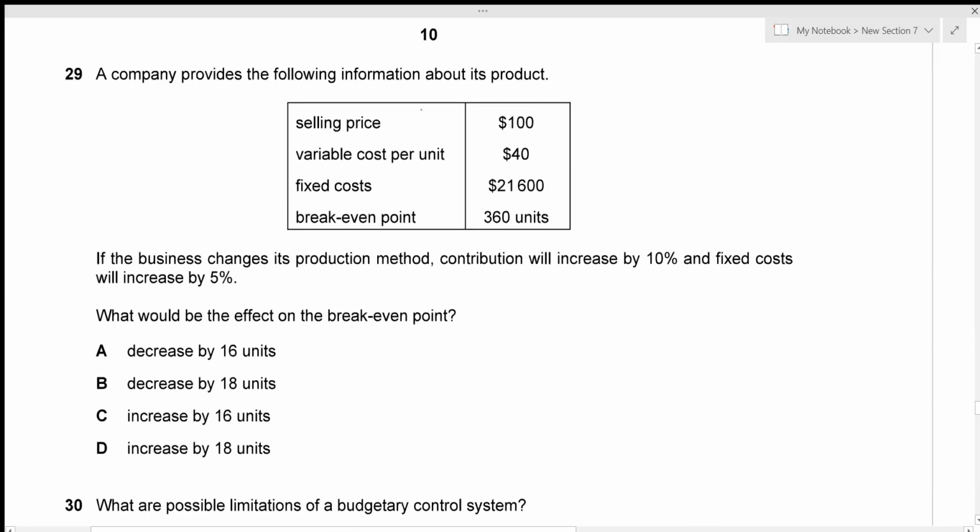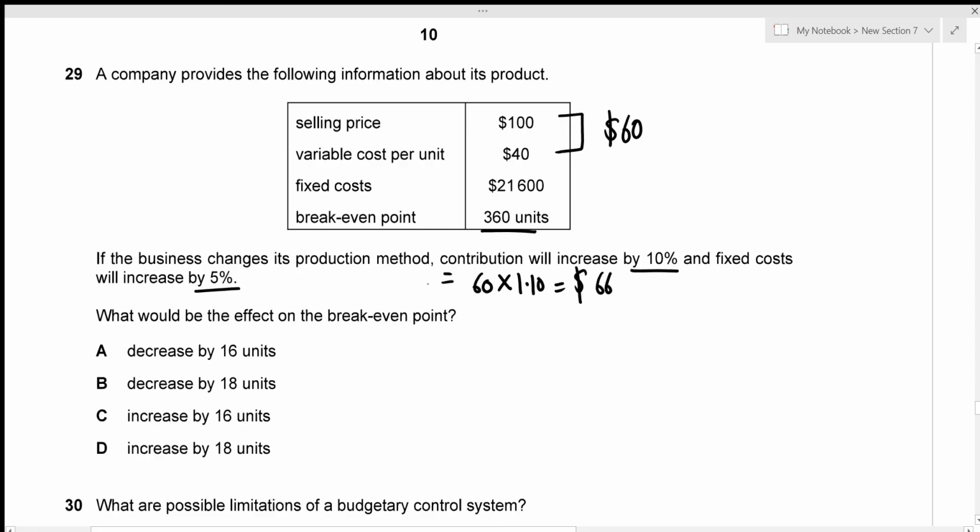A company provides the following information about its product. We're given the selling price, variable cost per unit, fixed cost, and the break-even point. Now, the business changes its production method, then the contribution will increase by 10% and the fixed cost will increase by 5%. Alright, let's just increase these values first. So the previous contribution is going to be the difference. That's 100 minus 40, which is 60. But now the contribution will increase by 10%. So the changed contribution is going to be 60 into 1.10, which is 66.